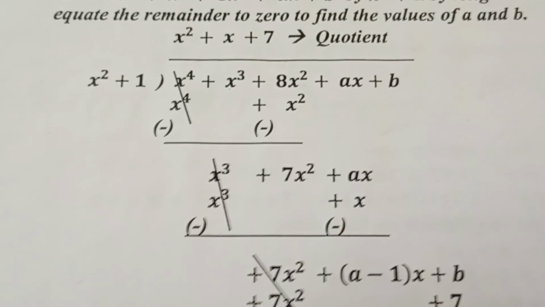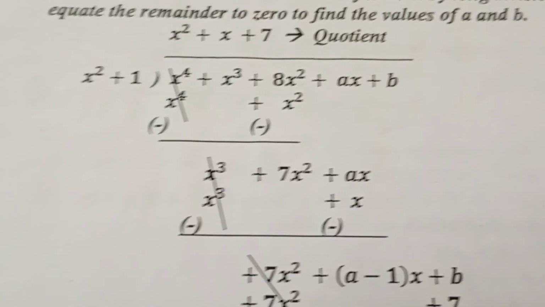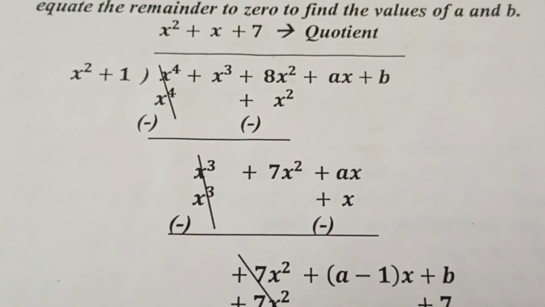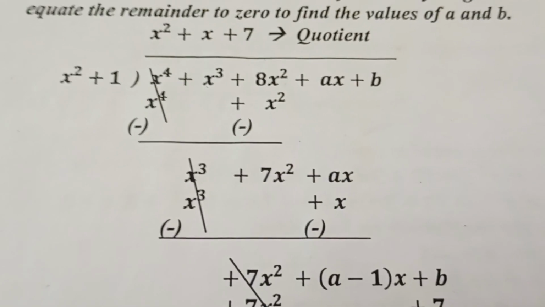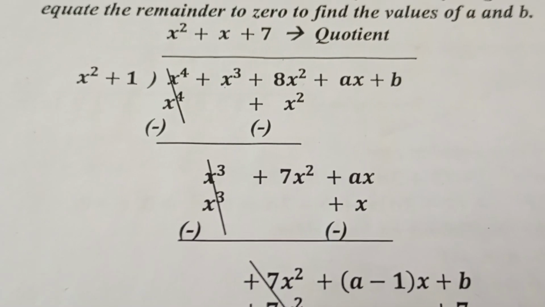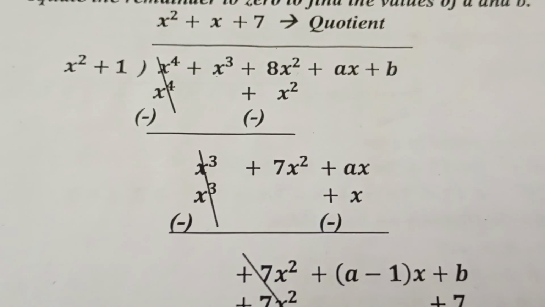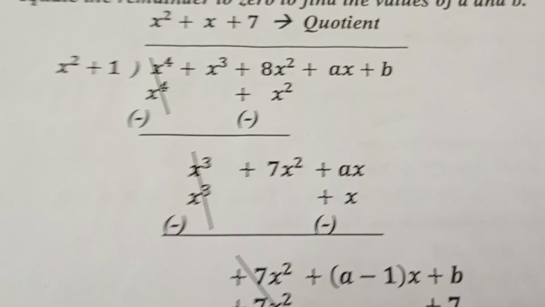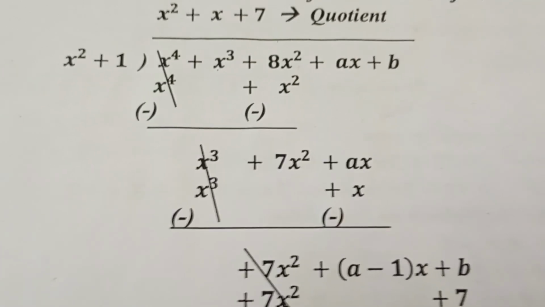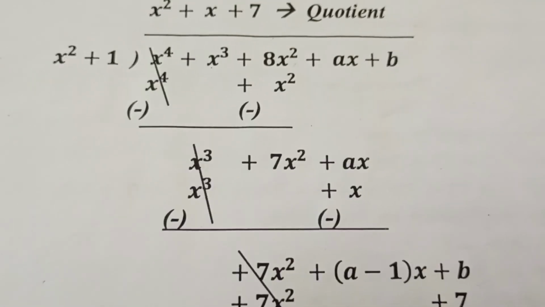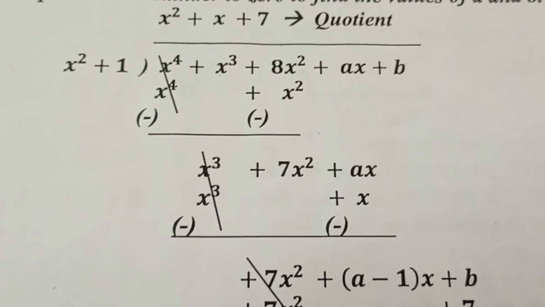Since x squared plus 1 is the divisor, we put a line like this and inside that we put x power 4 plus x cubed plus 8x squared plus ax plus b. That is the dividend and the divisor is x squared plus 1. The first term is x power 4, so we have to multiply by x squared to get that term. So the first term of the quotient is x squared.